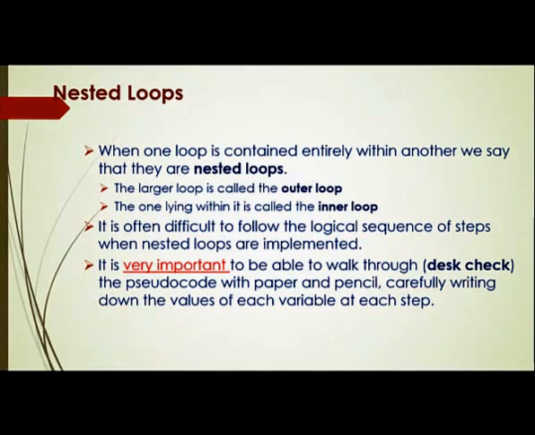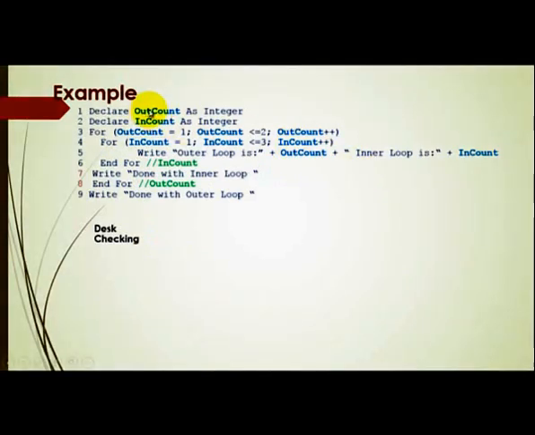So the example that we have here is we have an in count and an out count, and we have 2 for loops. So we have a for loop that goes from line 3 to line 8, and we have an inner for loop that goes from line 4 to line 6. What this will do, and I'm going to go over it pretty quickly, and I'm going to let you do the desk checking on your own.